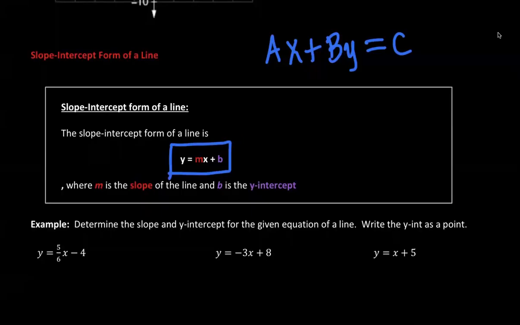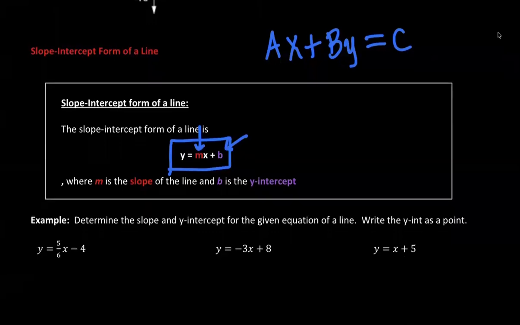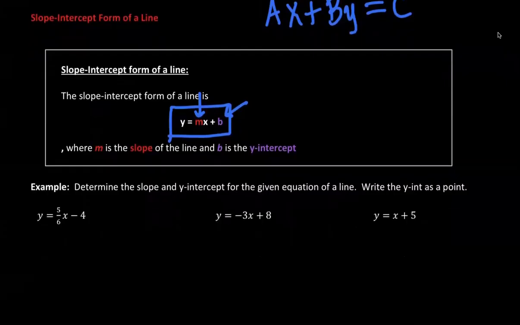When we have the y isolated, it's solved for, then whatever number is in front of the x, the coefficient of x, will be our slope, and whatever the constant term is will be the y-intercept. So given the equations below, let's determine the slope and the y-intercept. And we'll write the y-intercept as a point. So that would be (0, whatever that y is). So let's make sure y is solved for. It is.